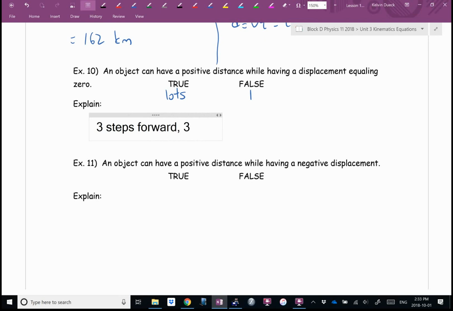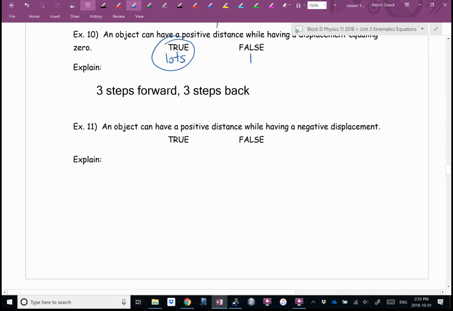I would absolutely take that as a perfectly valid proof. 2 steps forward, 2 steps back, 1 step east, 1 step west, whatever, something like that. Absolutely. No. It's a positive distance, but it's a 0 displacement, right? So, true. All right. Can you have a positive distance and a negative displacement?